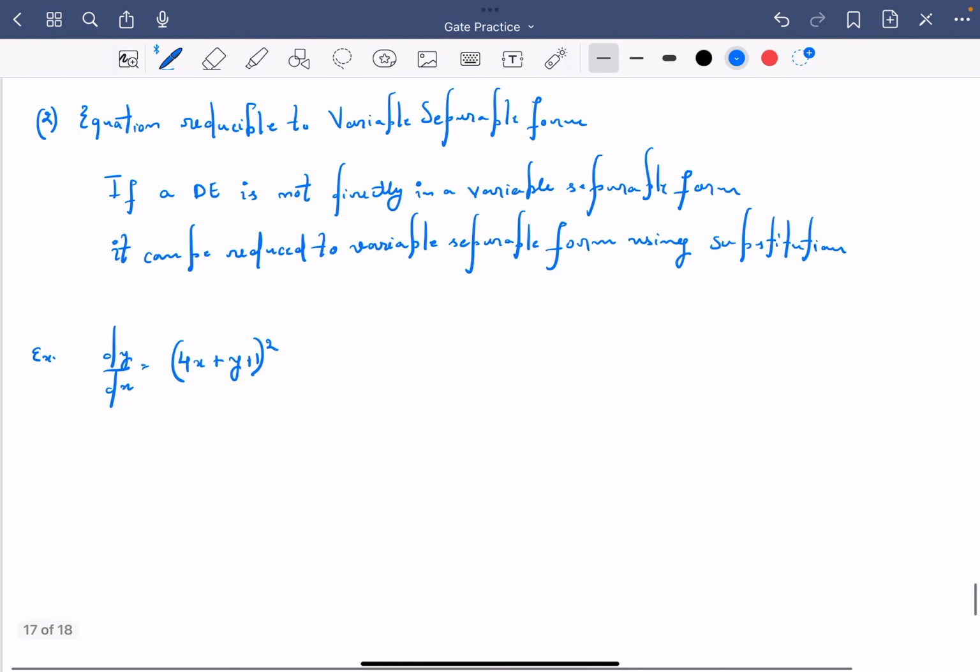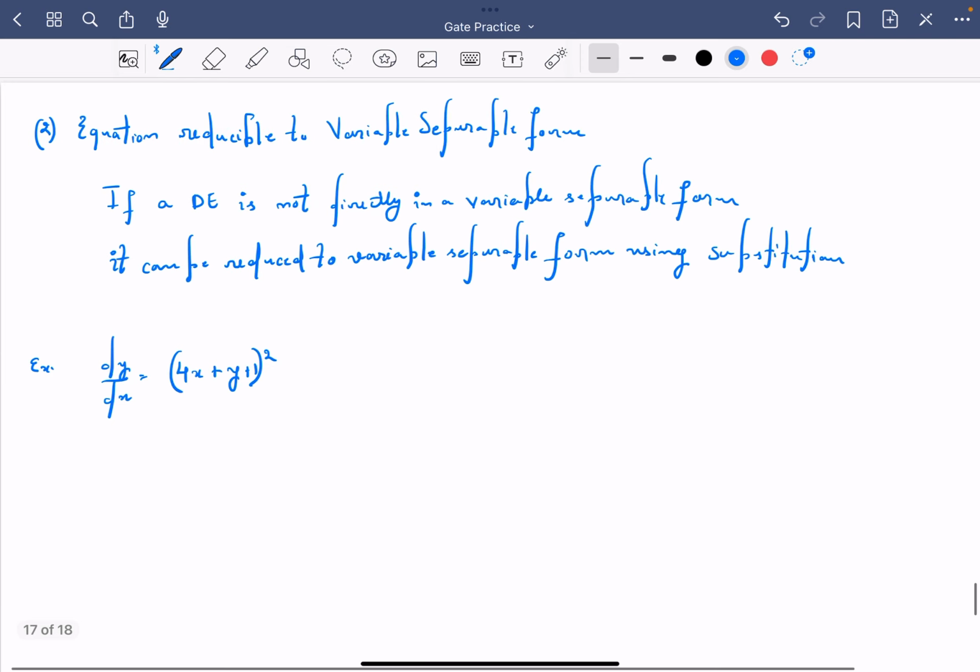Today we are going to see the second type of variable separable form. That is, if a differential equation is not directly in variable separable form, then it can be converted to variable separable form using substitution. Let's understand this using an example. Say this example is dy by dx is equal to (4x plus y plus 1) whole square. Let's substitute.